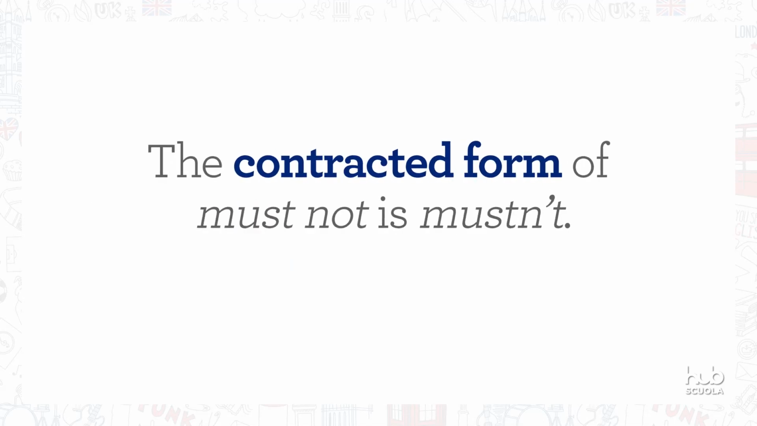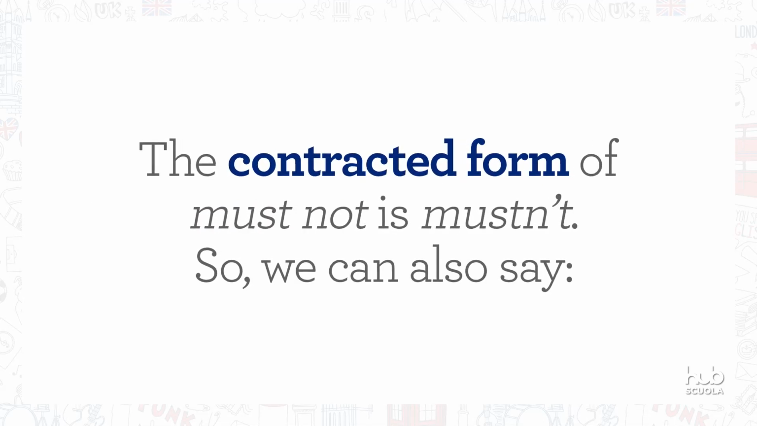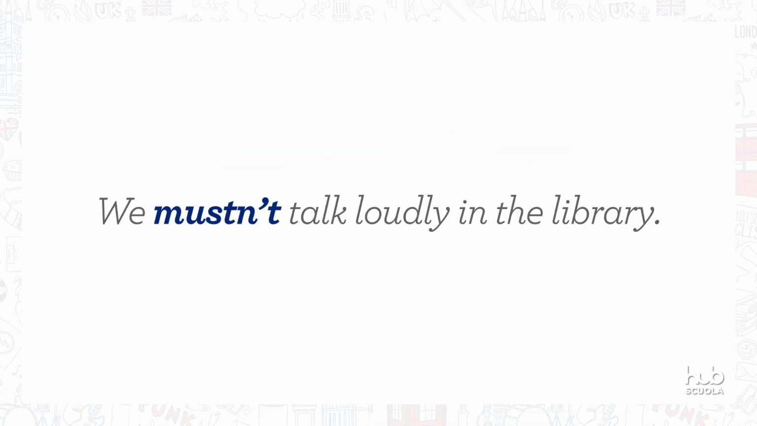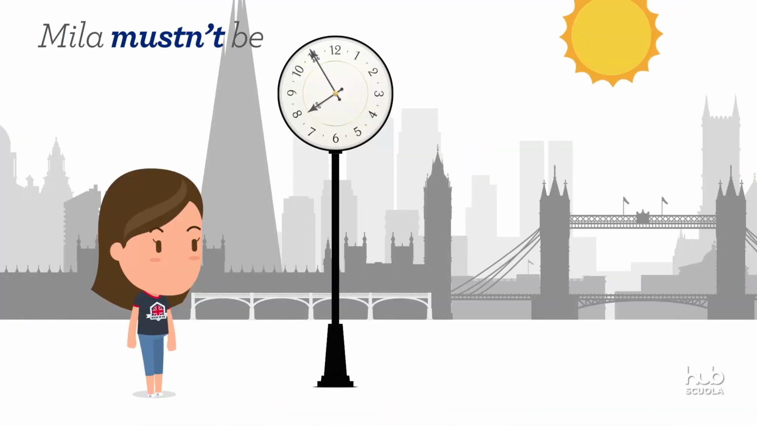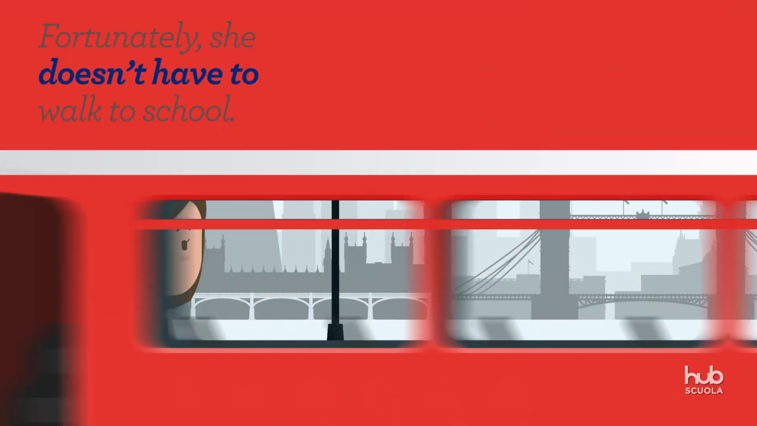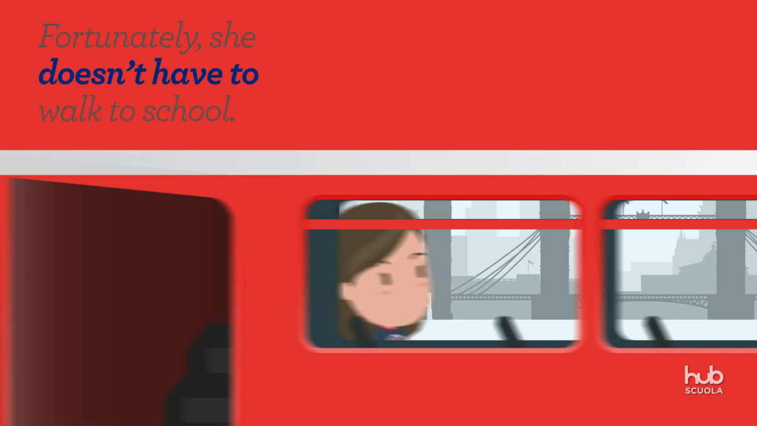The contracted form of must not is mustn't. So we can also say, we mustn't talk loudly in the library. Mila mustn't be late for her exam. Fortunately, she doesn't have to walk to school.